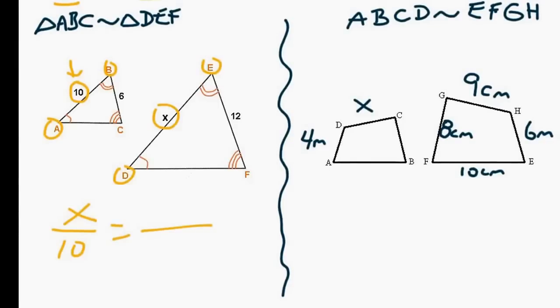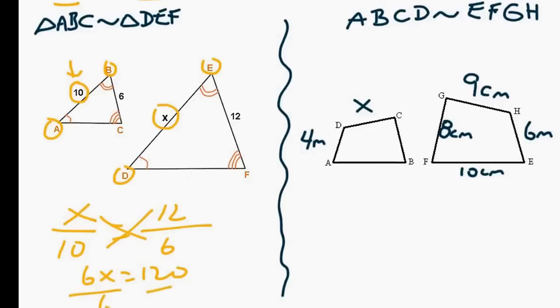Right now, I did x on top, and that's on the big triangle, so I could do 12 on top, and that corresponds with 6 on the little one. Do some cross products. 6x equals 120. Divide by 6 on both sides. x equals 20. And once again, no units, so x equals 20.